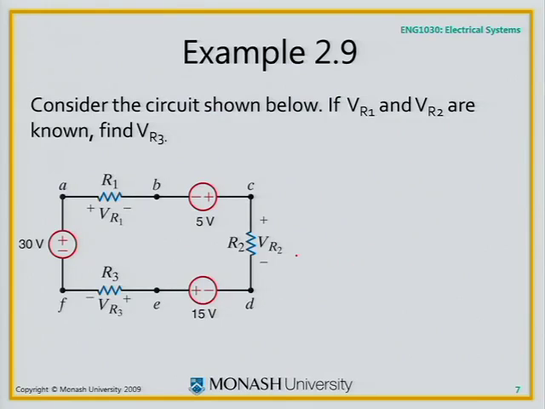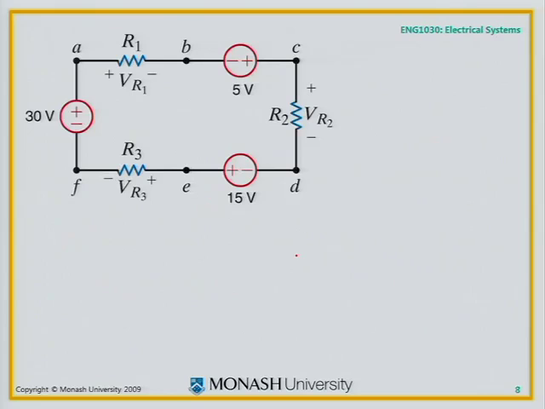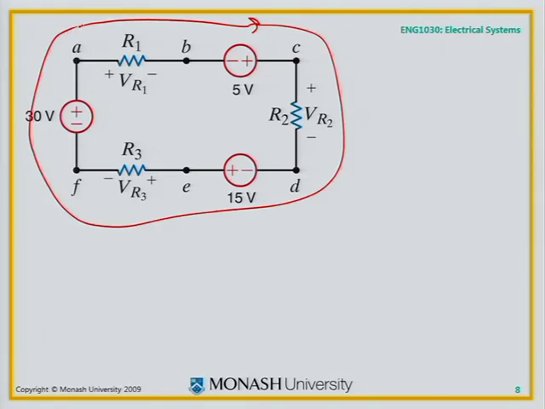So let's consider this circuit. It says, I know VR1 and VR2. Tell me what VR3 is, the voltage on the resistor down on the bottom. I'm going to start at this A, and I'm going to go around a loop in this direction until I get back up there.